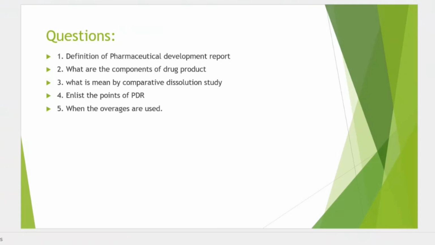Akanksha, are you able to answer this? Yes. That is PDR, pharmaceutical development report, means it provides overview of developing pharmaceutical product according to ICH guidelines. Yes, right.